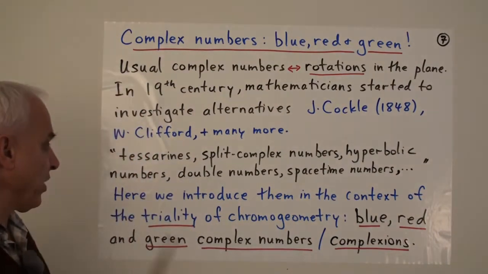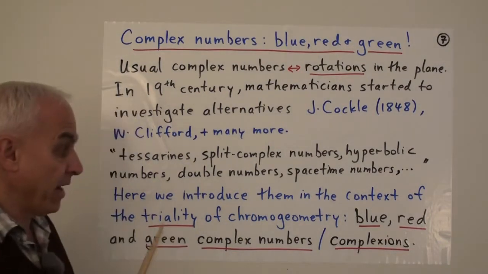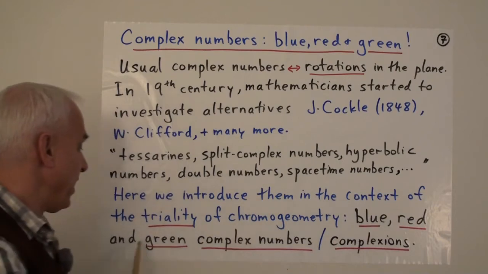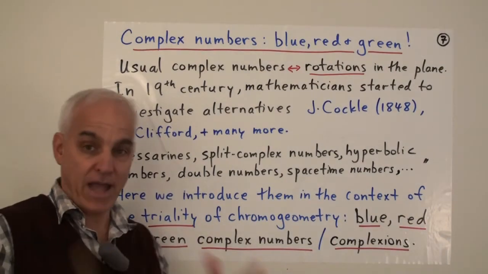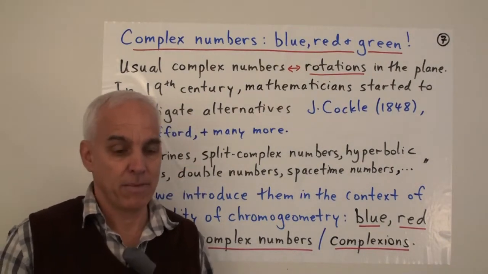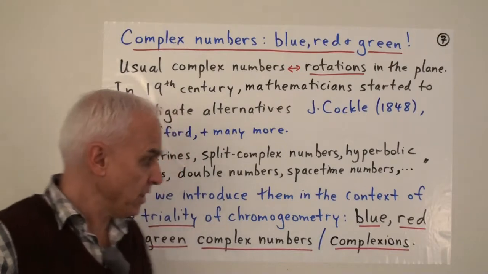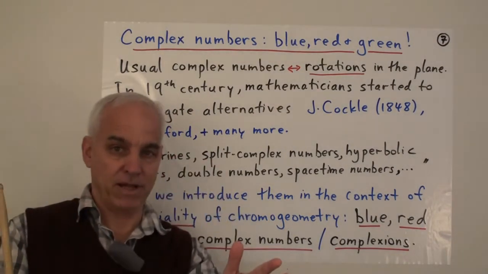So we're going to introduce them here in the context of the triality of chromogeometry that we've been talking about. In other words, we're going to introduce blue, red, and green complex numbers. This triality is not part of the usual story. It's my preferred way of thinking about things. So we're going to introduce the blue complex numbers. Those are just the regular complex numbers.